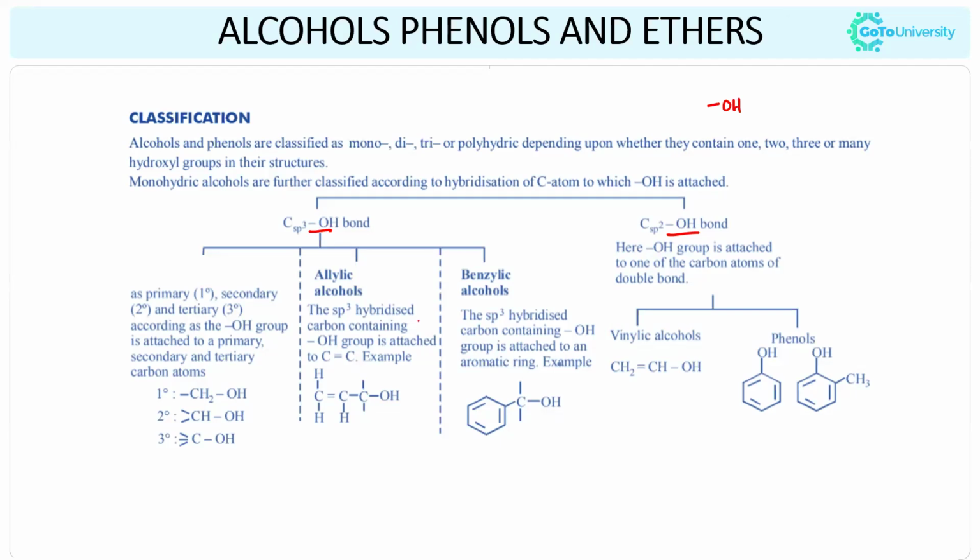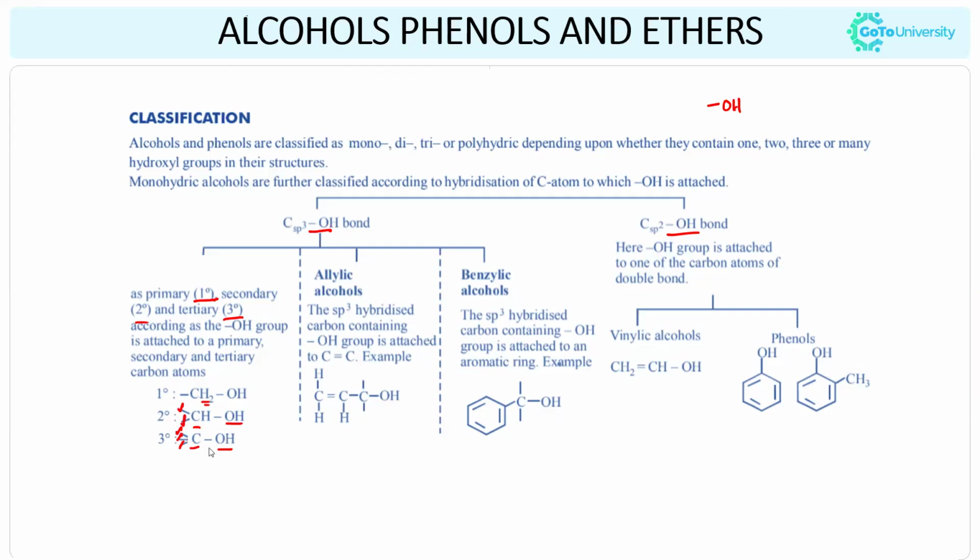So first we can classify them as primary, secondary and tertiary. If the hydroxyl group connected carbon is connected to only one carbon and two hydrogens, that is called primary. For secondary, the hydroxyl group connected carbon is connected to two alkyl groups or two carbons. And coming to tertiary, the hydroxyl group connected carbon is connected to three carbons. So this is the first classification.